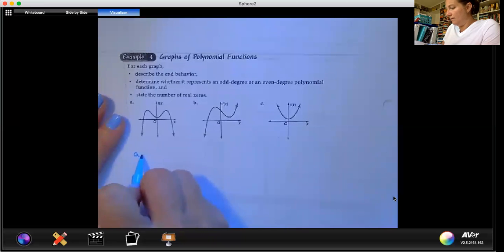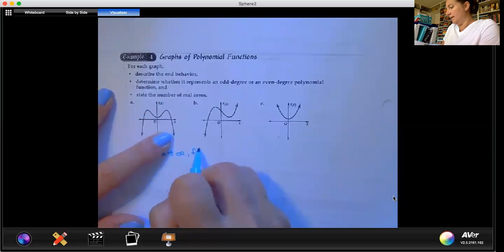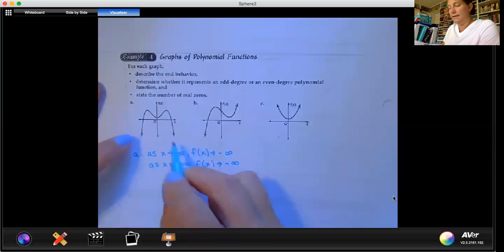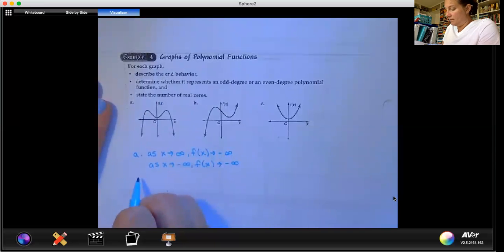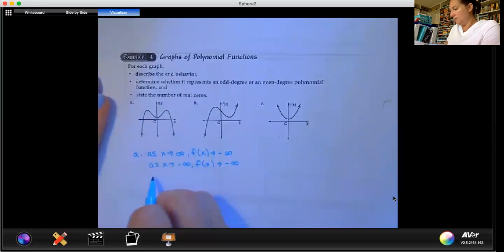So for part A, as x approaches infinity, f of x approaches negative infinity. And as x approaches negative infinity, f of x approaches negative infinity. Both of them are going down. Determine whether it's odd or even. It touches two times, so it is even, for two real zeros.